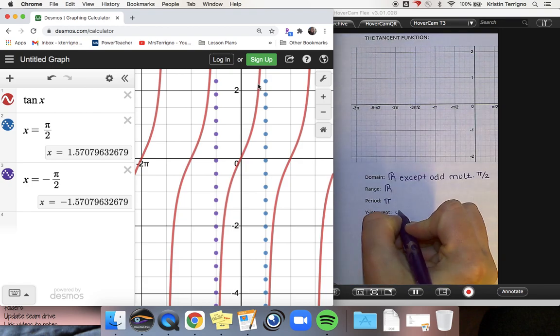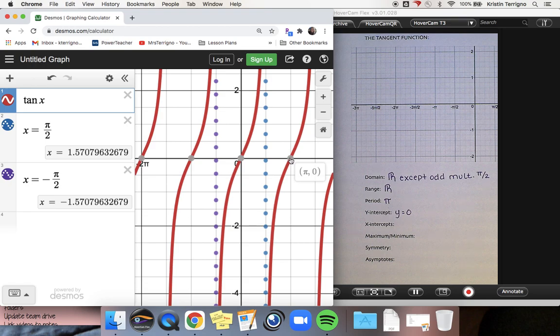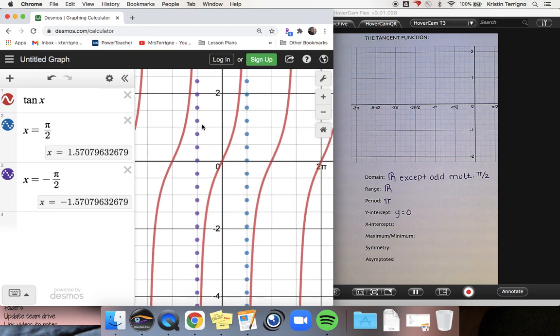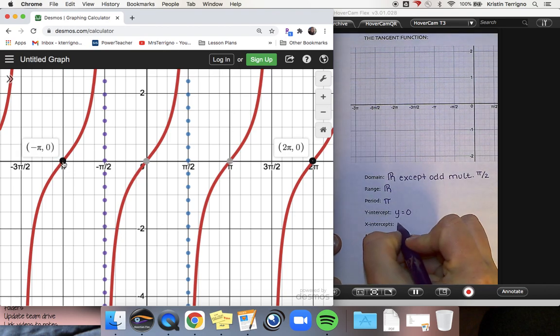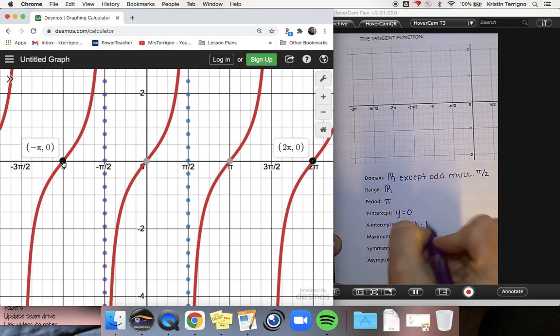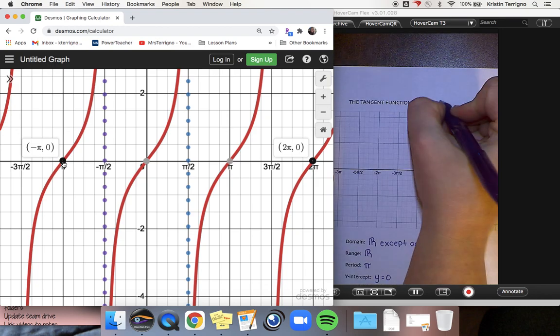Y-intercept is at 0. Your x-intercepts here are located, and I'm going to click here, so this one is pi. You've got one x-intercept at pi, an x-intercept at 2 pi, and an x-intercept at negative pi, okay? Those are the multiples of pi. And again, I keep saying this, but maybe I should write this here.